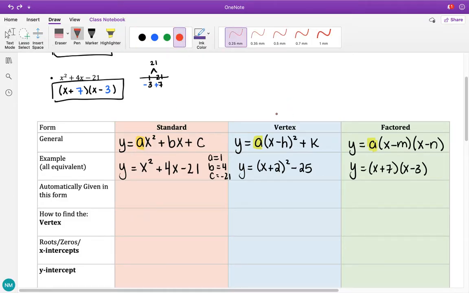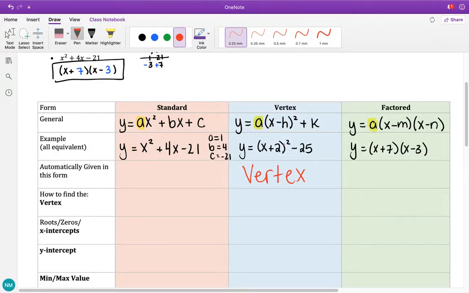So let's do vertex form because it's literally in its name. What does vertex form give you immediately? It gives you the vertex, right? This is what vertex form is best for. It gives you the vertex.